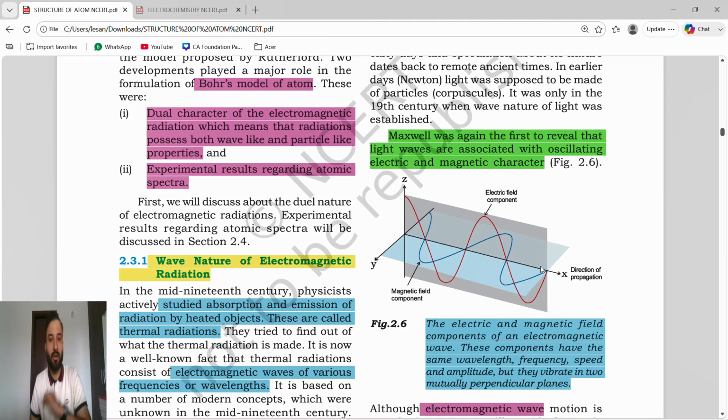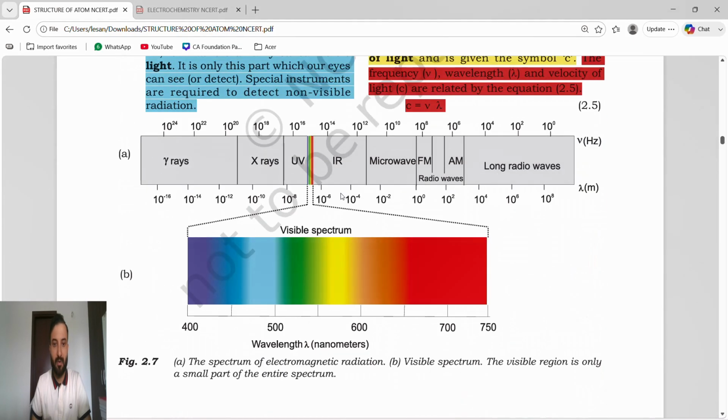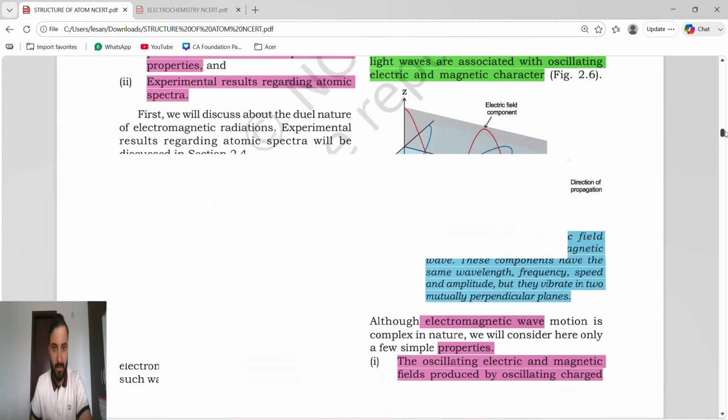Okay, so this is the dual character of electromagnetic radiation, which means radiation possesses both wave-like and particle-like properties. Second is the experimental result regarding atomic spectra. We are going to learn about it in a future topic. Atomic spectra. Spectra means, you know, like this. See, different spectrum, right? Spectrum. So different colors, bandwidth, which we will study in the future classes.